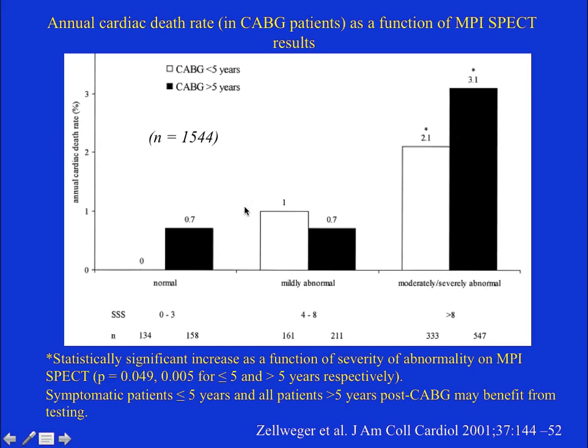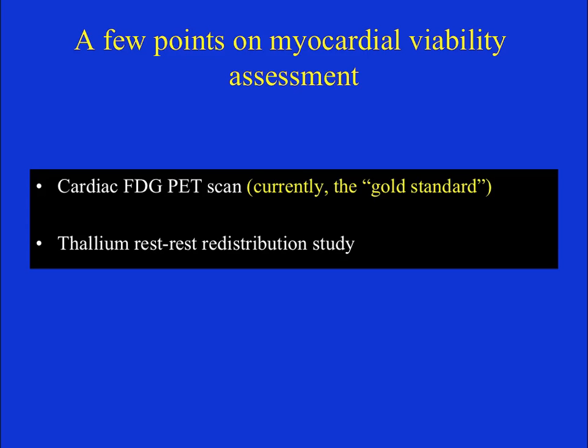And it has been suggested that symptomatic patients who have undergone CABG less than 5 years ago and all patients, whether symptomatic or not, who have undergone CABG more than 5 years back are ideal candidates for following up with myocardial perfusion imaging regularly. Now, let me talk about a few points on myocardial viability because it is important when intervention in the form of PCI or CABG is planned.